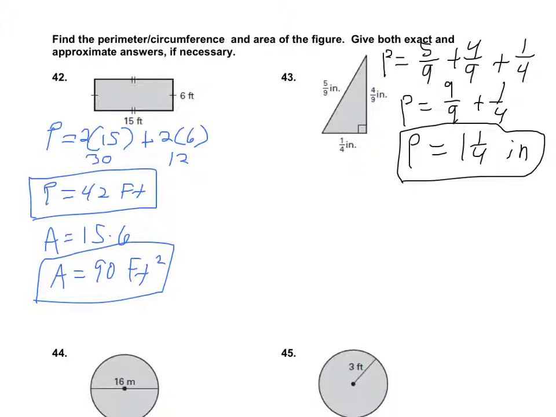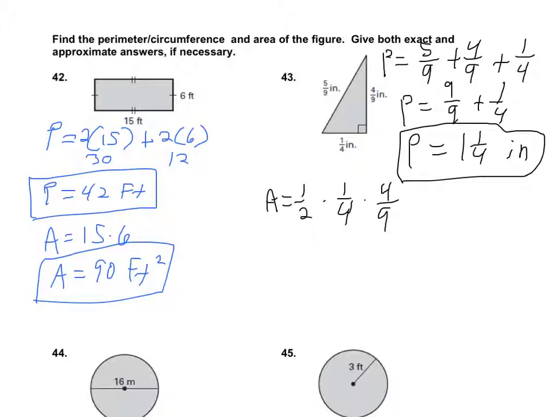As for the area, the area of any triangle is 1/2 base times height. Well, I'm going to use 1/4 as the base, and the height is perpendicular to it. So you see this little perpendicular line. So if 1/4 is the base, 4/9 would be the height. So 1/2 times 1/4 times 4/9.